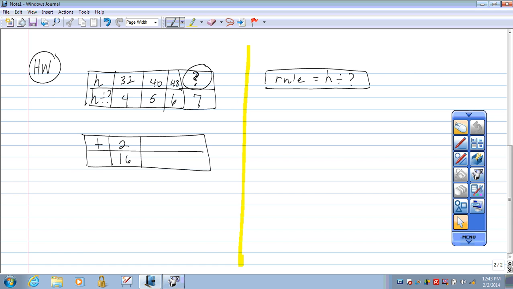2 and 16, 3 and some unknown number, 4 and 32. So we are looking for our rule. What is our rule? And then we are looking for what number fills in the question mark. So please work these two problems. We'll check them tomorrow. Have a great day.